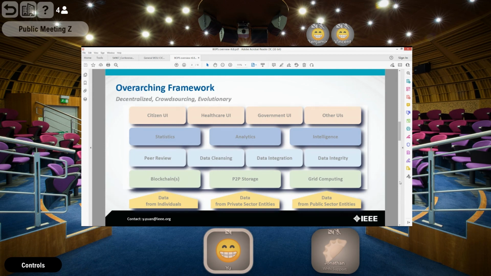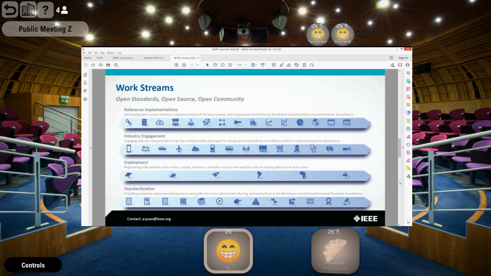For healthcare workers, we have another one, and for government, we'll have a different one. We can also have customized user interfaces for different groups of people. And so this is our current work streams. We are working towards open standards, open source, and open community. First of all, we will be providing reference implementations based on our design.